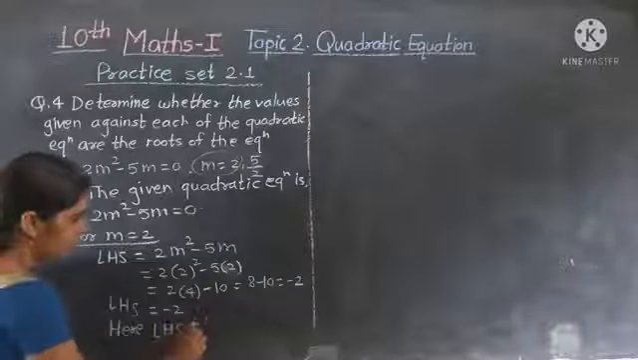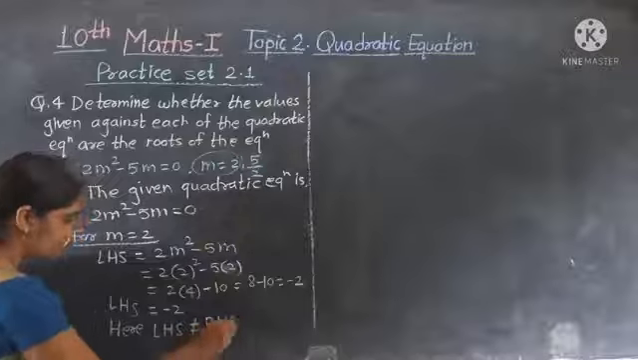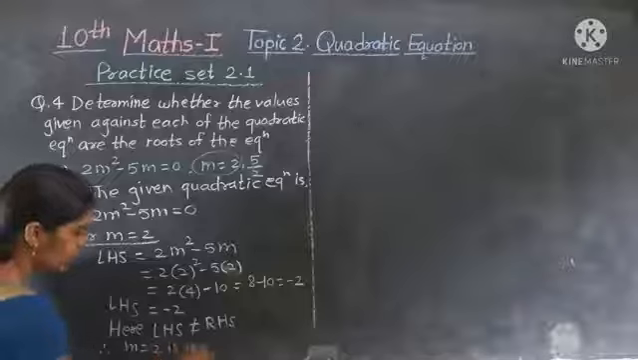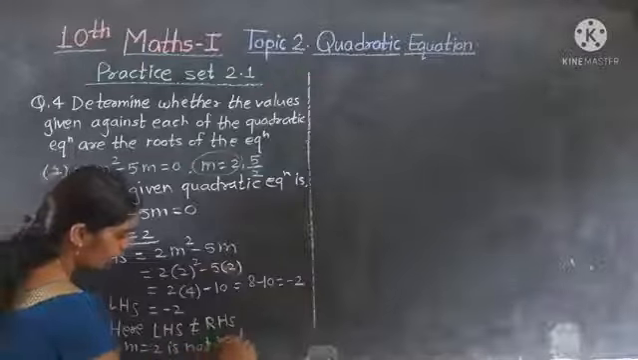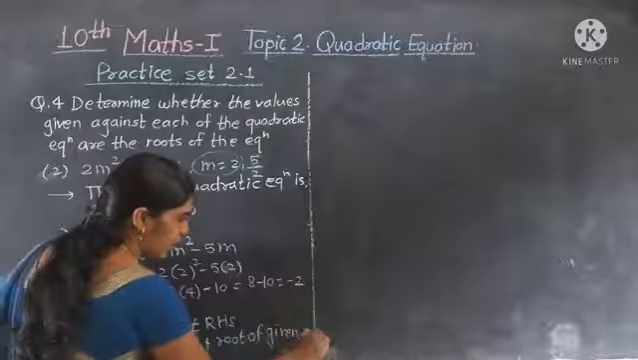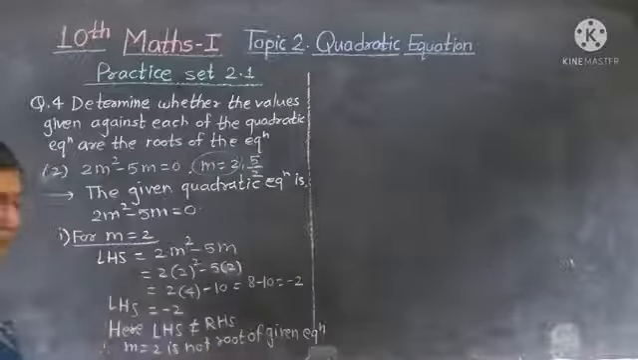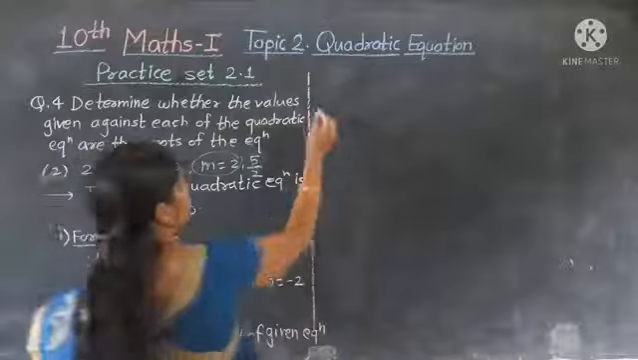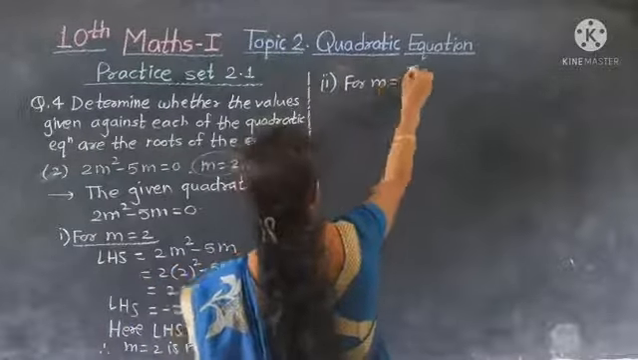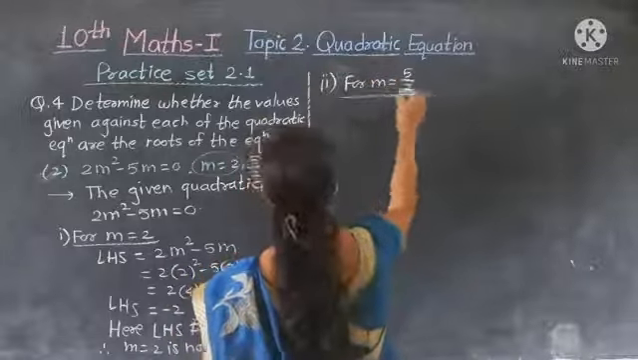LHS is not equal to RHS. Therefore, m is equal to 2 is not a root of the given quadratic equation. Okay, understand? Similarly, for m is equal to 5 upon 2, we see.